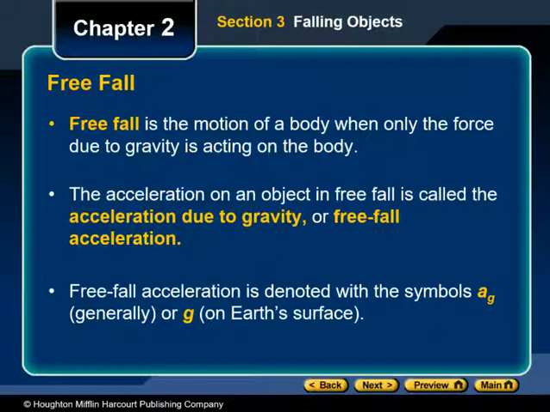Chapter 2, Section 3, Falling Objects. On August 2, 1971, a demonstration was conducted on the moon by astronaut David Scott. He simultaneously released a hammer and a feather from the same height above the moon's surface. The hammer and the feather both fell straight down and landed on the lunar surface at exactly the same moment. Although the hammer is more massive than the feather, both objects fell at the same rate. That is, they traveled the same displacement in the same amount of time.